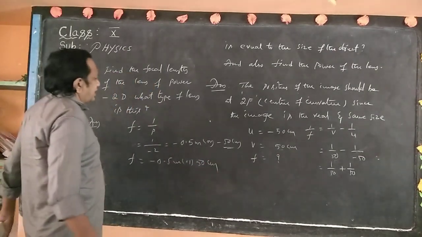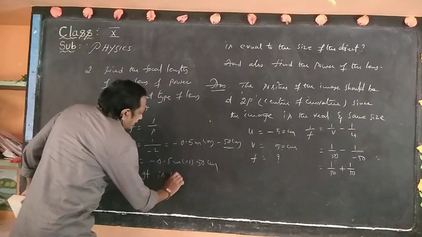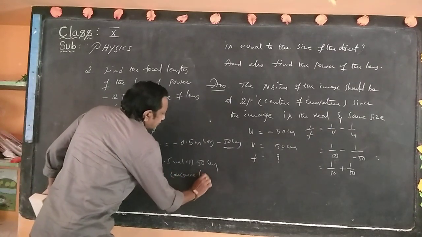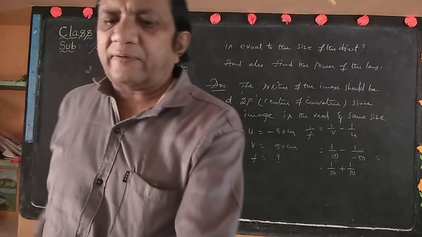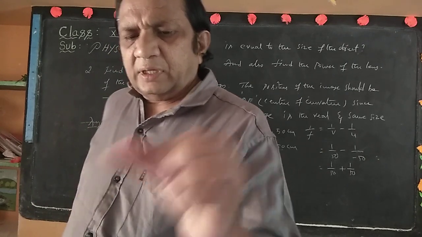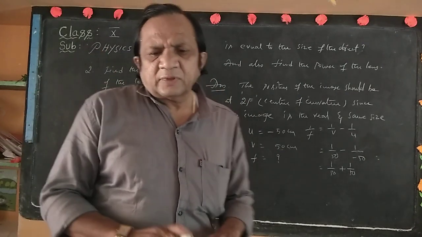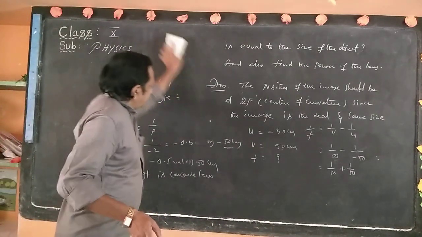Now what is the nature of the lens? It is a concave lens. Why? Because its power value is given with a negative sign. Next, another one to be considered in the same manner.